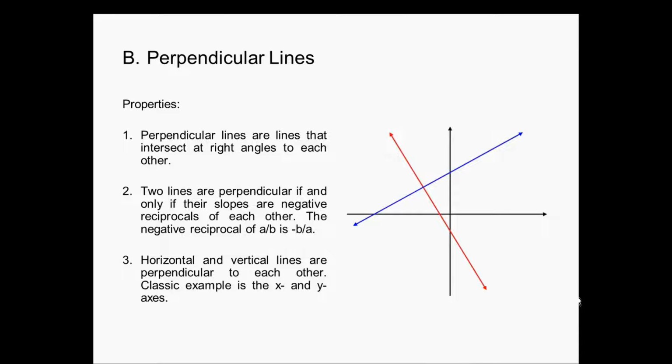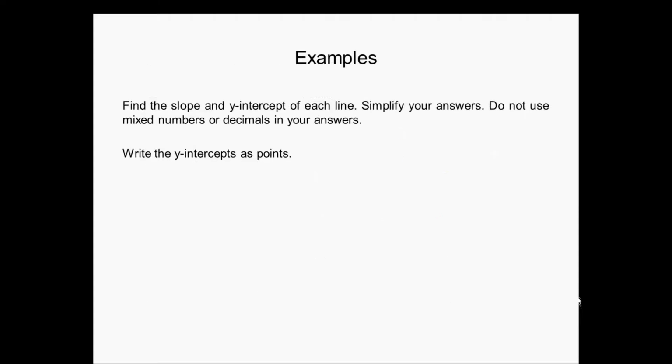Let's try some examples of determining whether or not a pair of lines are parallel, perpendicular, neither, or both. So what am I doing first? I'm finding the slope and y-intercept of each line. Simplify your answer. Do not use mixed numbers or decimals in your answers. Write the y-intercepts as points. This would actually be a two-point problem on a homework assignment because you get one point for the y-intercept and one point for the slope.